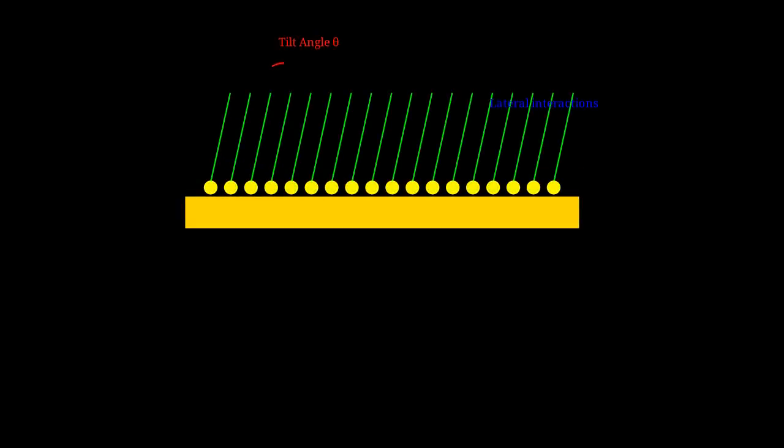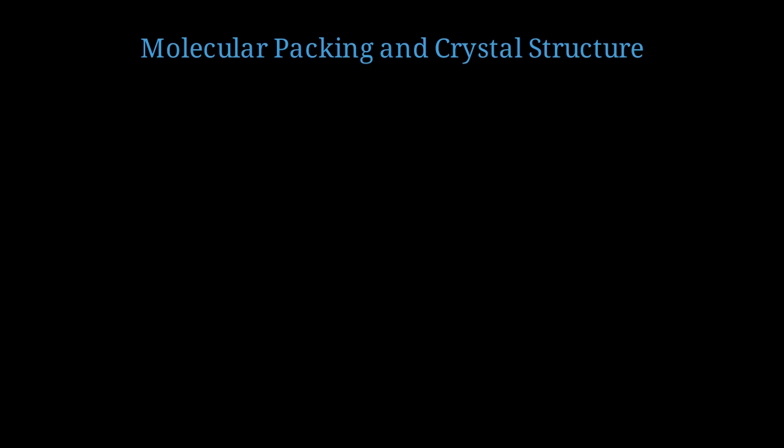Notice how the molecules are tilted at an angle. This tilt angle, typically around 30 degrees from the surface normal, maximizes van der Waals interactions between neighboring chains. The packing of molecules in a SAM is remarkably crystalline. Let's examine this in detail.